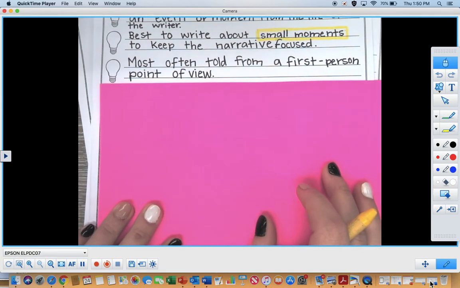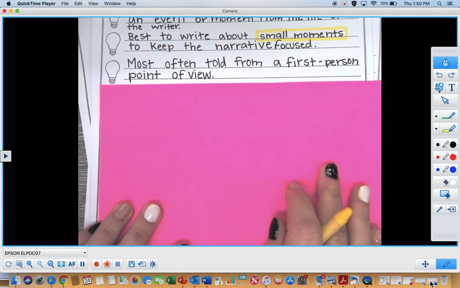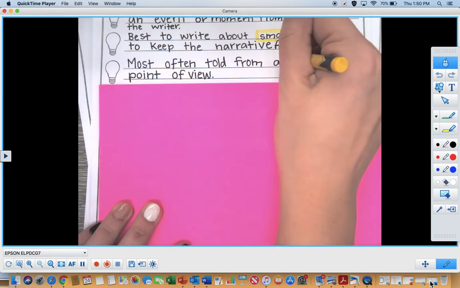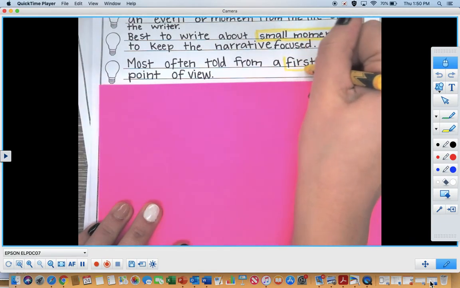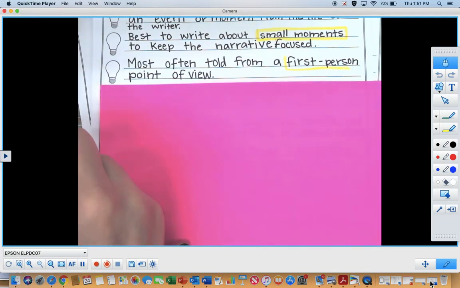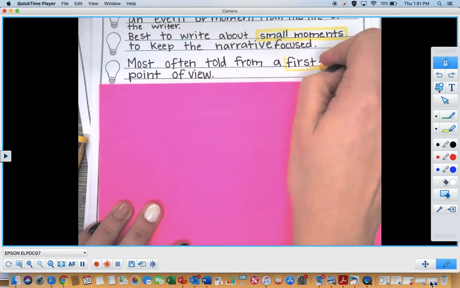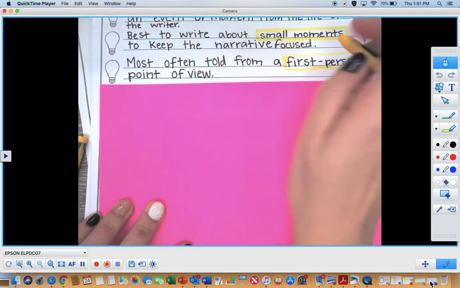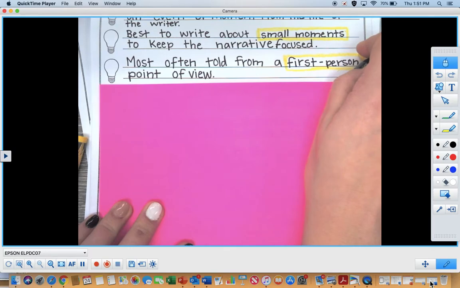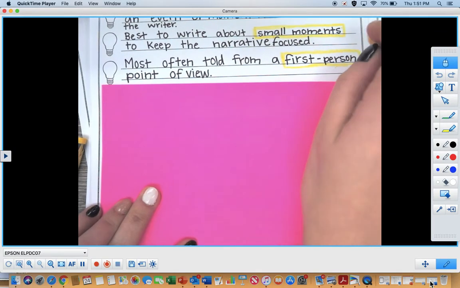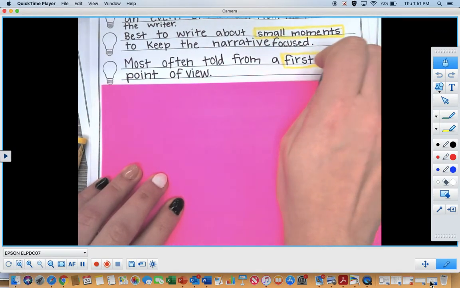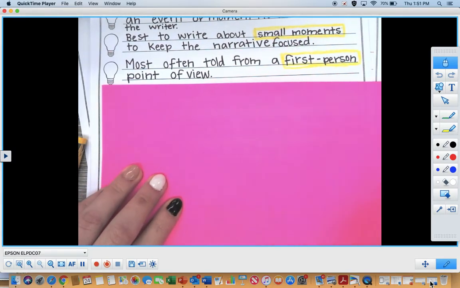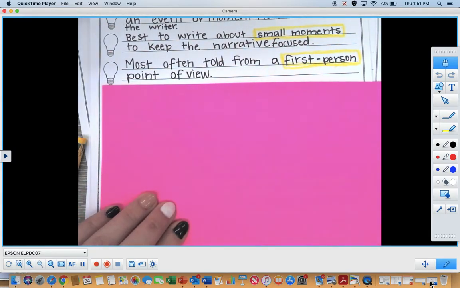Most often told from a first person point of view. Remember, when we've talked about point of view, first person is when we're going to hear people use I, we, ooh, I broke my crayon, us, me. We're going to hear them use language like that, and you're going to be using language like that when you write your personal narrative. So most of the time, and in our case, it's going to be written from a first person point of view. That means you're the person telling the story.